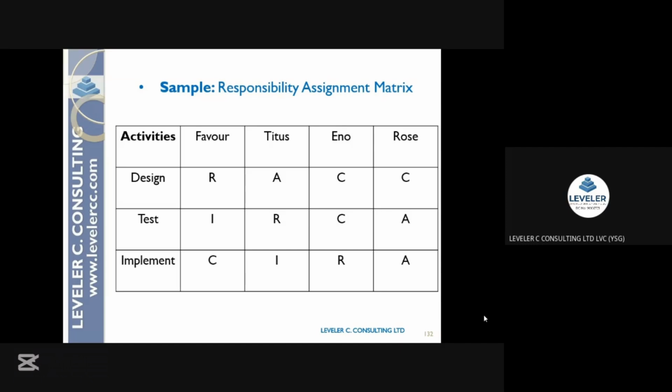Okay, so let's go back to design. Who is responsible for design? Favor. Who is accountable for the design? Titus. So Titus and Favor, who is the most senior staff? Titus. Titus to Favor, right? Okay, fine. So now let's come back. Favor is most senior.